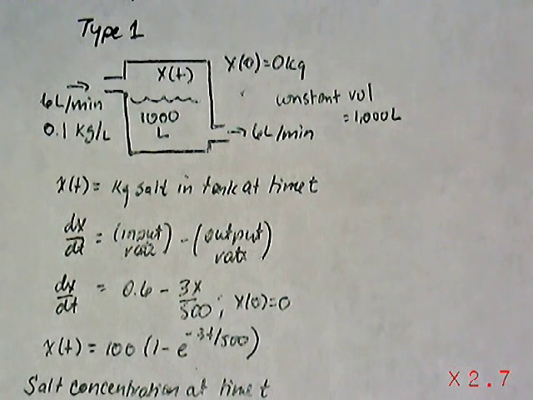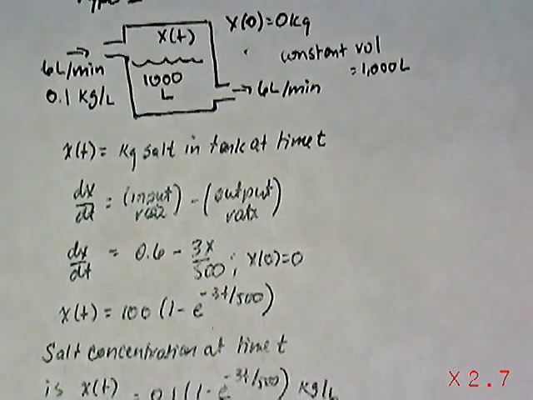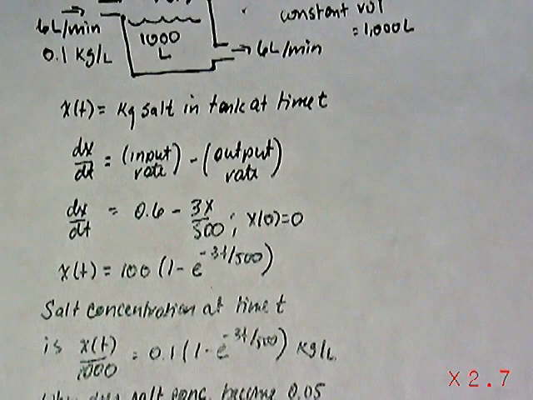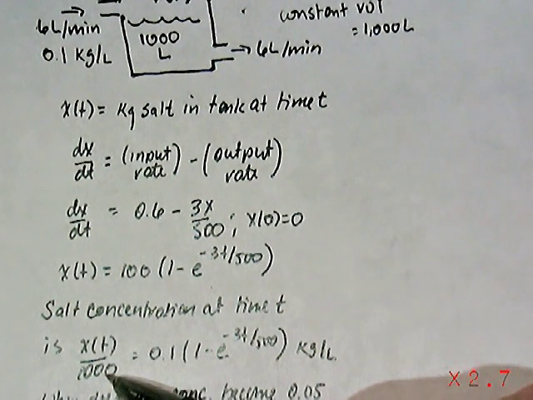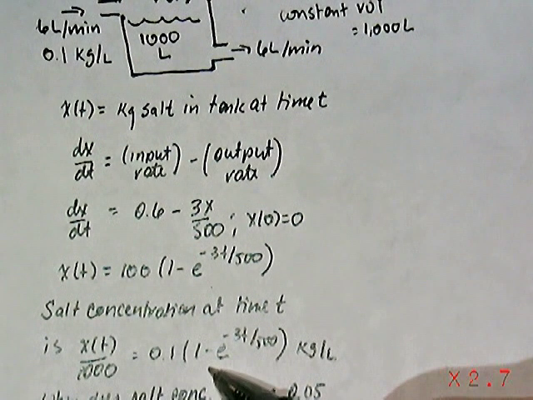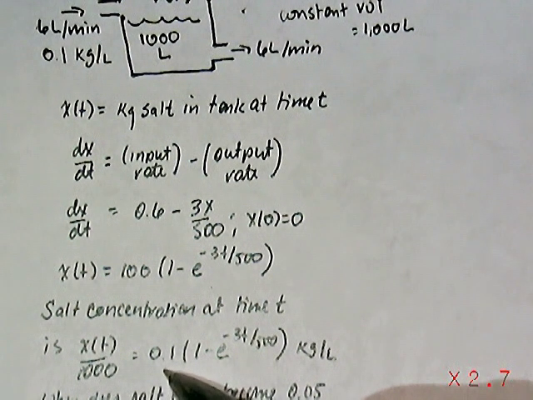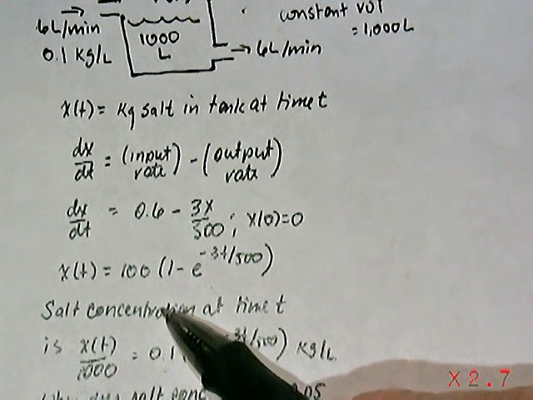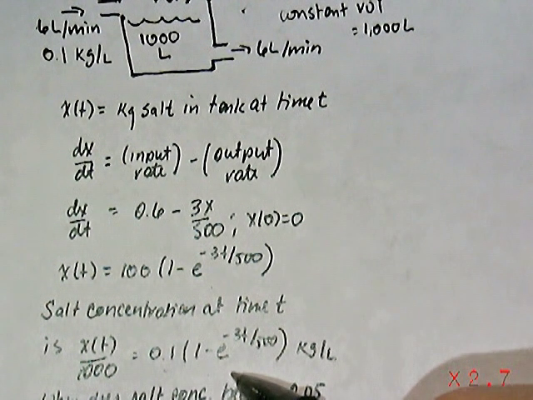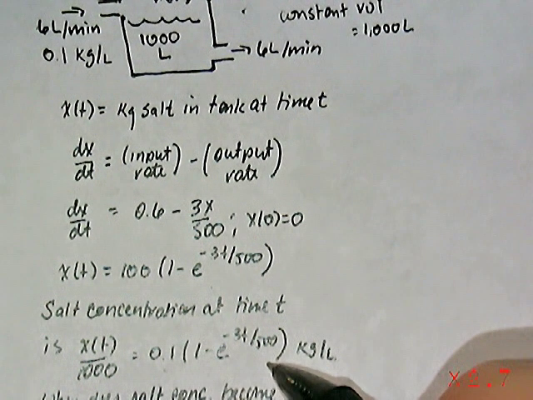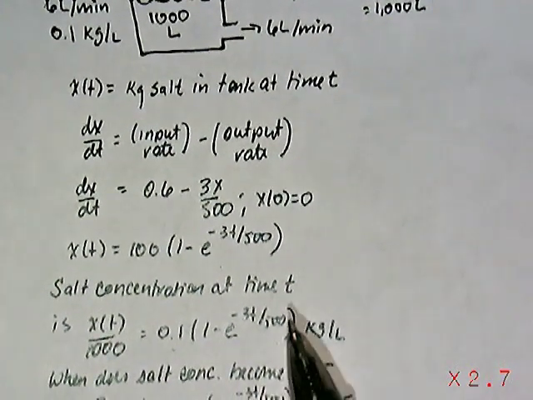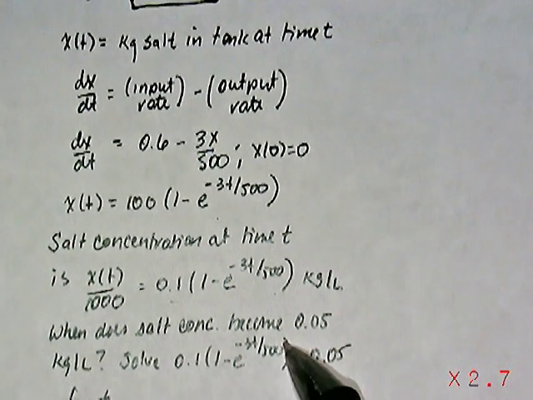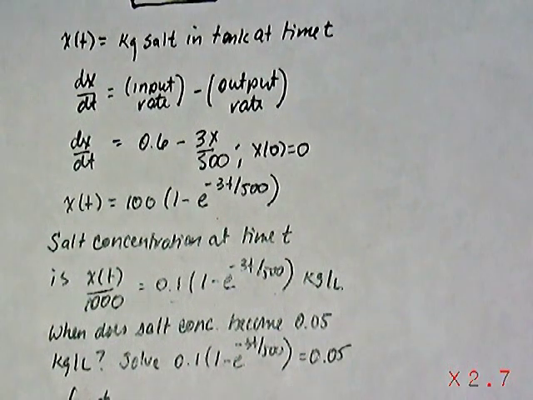If you wanted to know the concentration at a particular time t, you take that solution and divide it by 1,000, since we're talking about that amount of salt in 1,000 liters of water. That simply changes the leading constant. Instead of 100, you'd have 1/10 times 1 minus e to the minus 3t over 500. So the particular question at hand was, when does the salt concentration become 0.05?